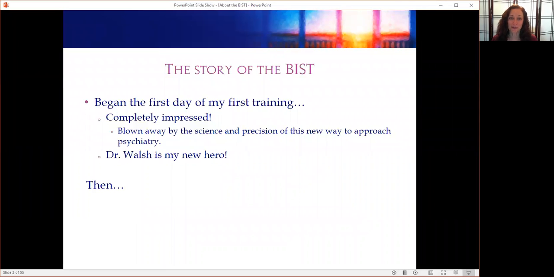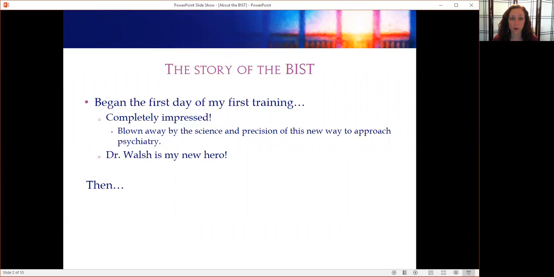So here's the story of the BIST. This actually began the very first day of my very first training. So I met Dr. Walsh in October of 2014, and I was completely impressed. That's actually an understatement. I was completely blown away by all the science and the precision and the way of approaching psychiatry with this level of accuracy. So as of that day, Dr. Walsh is my new hero. It was really a life-changing experience.